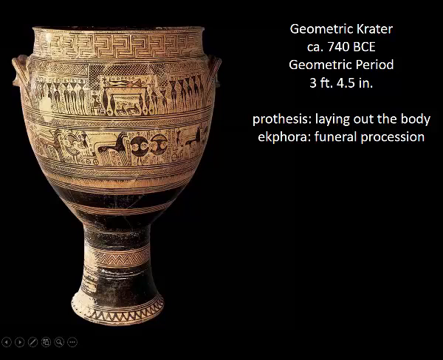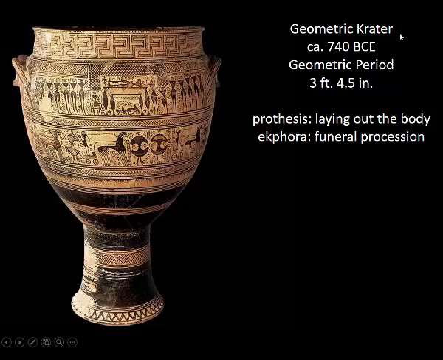Now up here is our prothesis. Here is the laying out of the body, the deceased, and then you have on either side figures of people who are mourning. Now, this funerary subject matter is very important when you think about the function of this vessel. Now, let's talk about function, okay? Geometric crater.